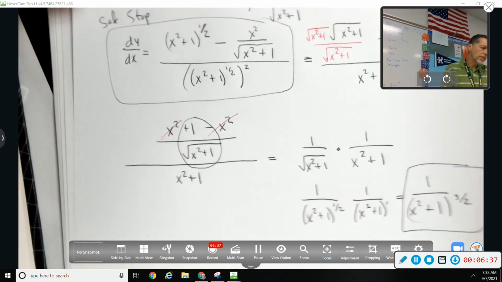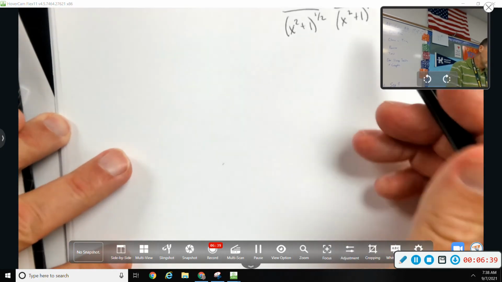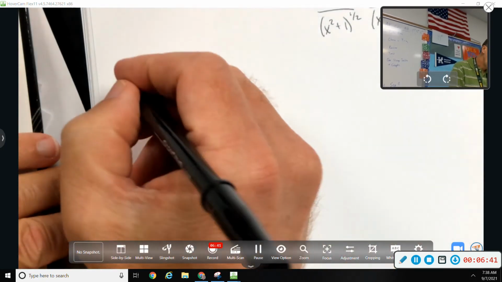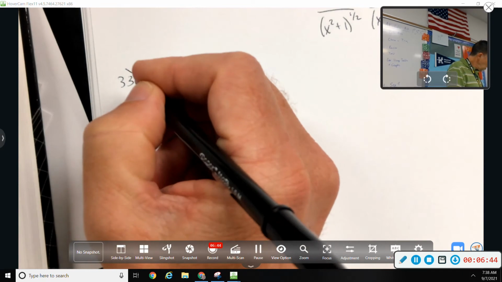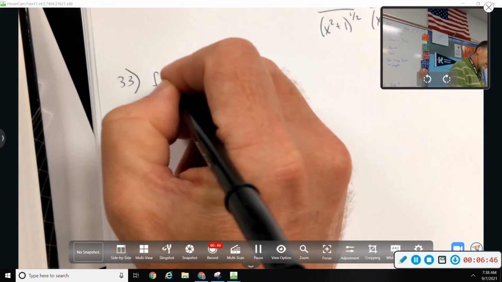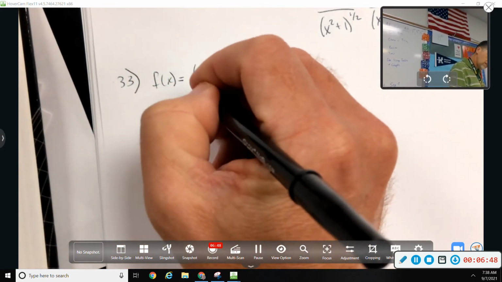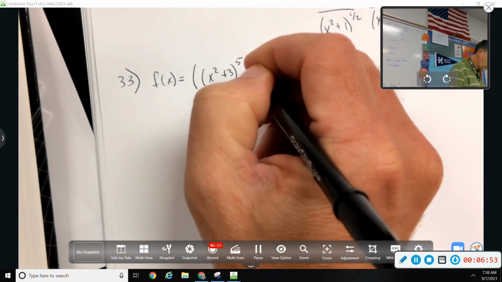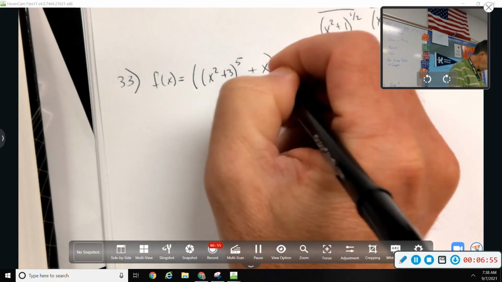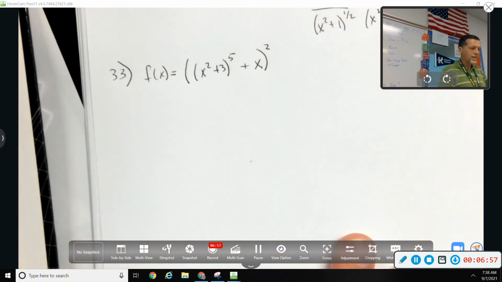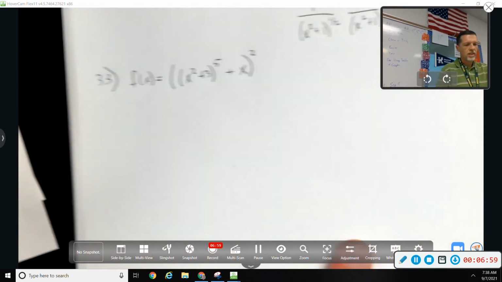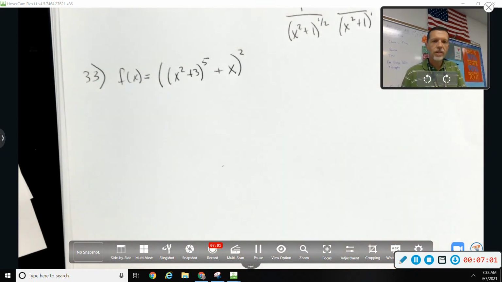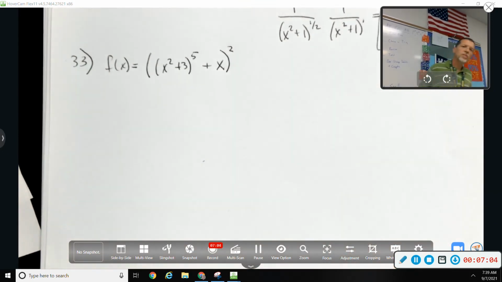Let's look at 33. F of x equals x squared plus 3 to the 5th plus x, all squared. That's lovely as well. So what's the first rule you're thinking about when you see that?